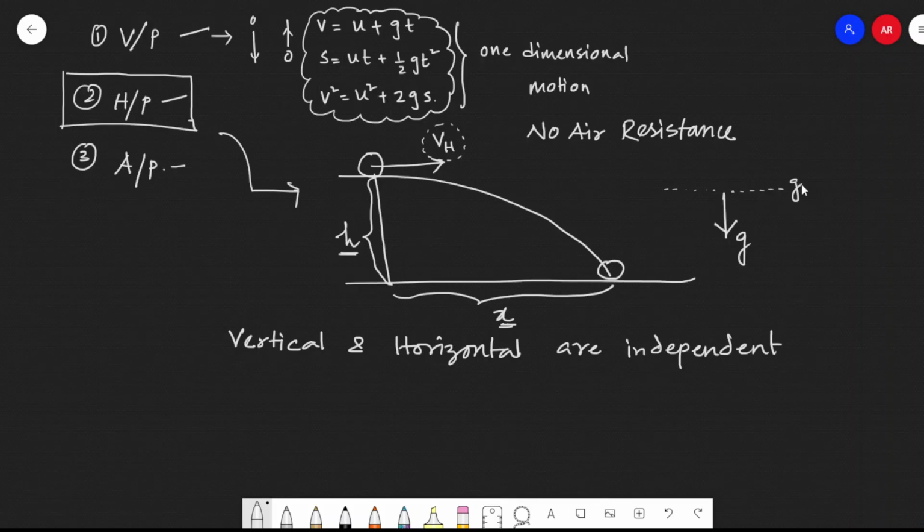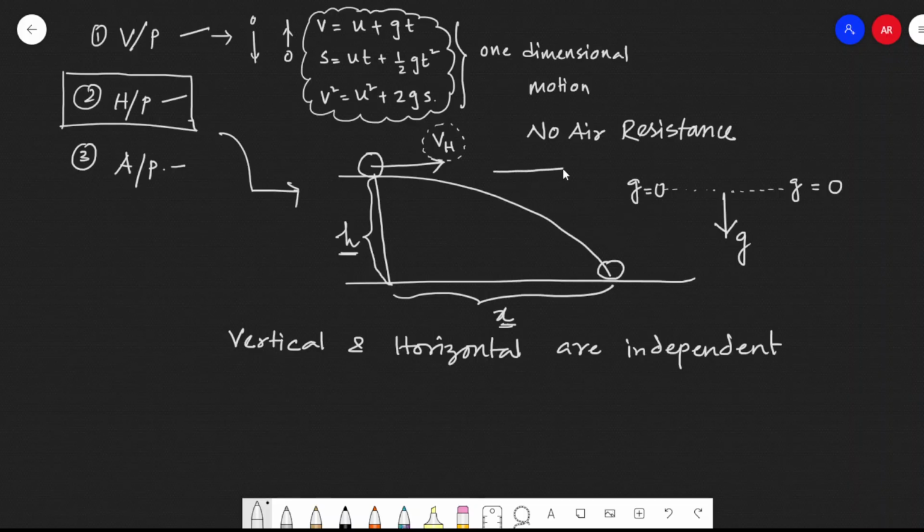So what is the g value right here? It is 0, absolutely. What is the g value right there? 0. G is acting vertically downward. It does not have any horizontal component, horizontal effect, horizontal value.